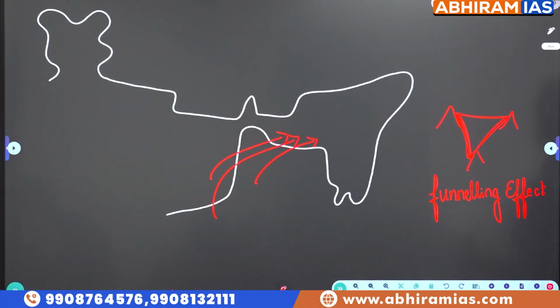Which are the 2 wettest places of the world? Mawsynram and Cherrapunji. Now you tell, Mawsynram and Cherrapunji are wettest places because they receive highest rainfall. What is the reason for receiving rainfall? Funneling effect. Okay, and which branch? Bay of Bengal branch.